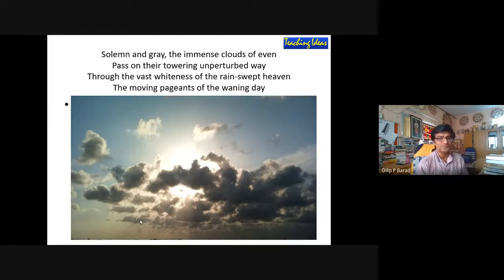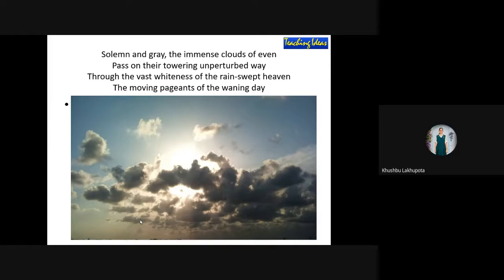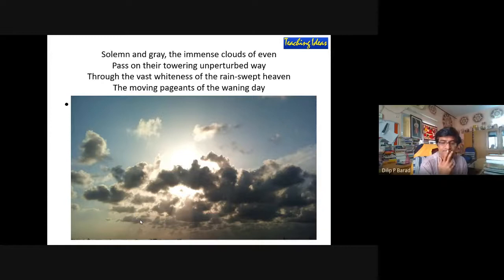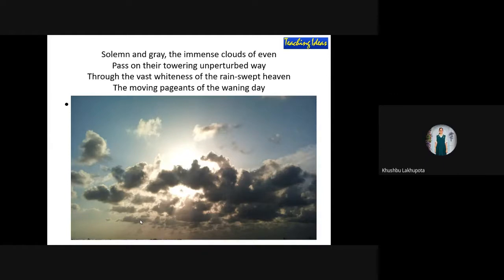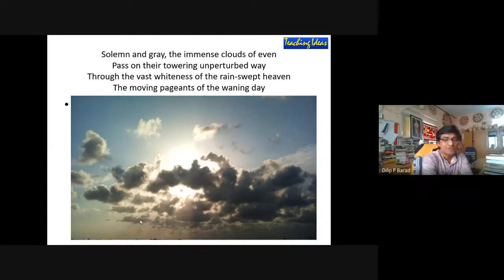Yes, Khushbu. Yes, sir, waning day, and one more was there from the poem. What was that? Sir, please open the page where the poem is. But you have not taken note of that.